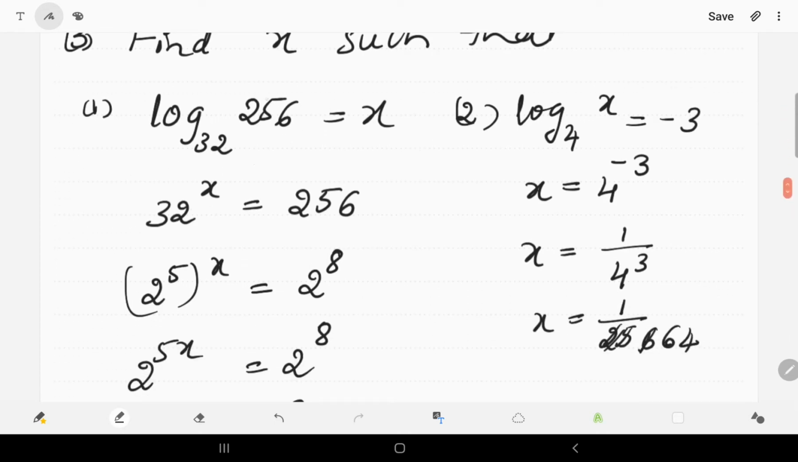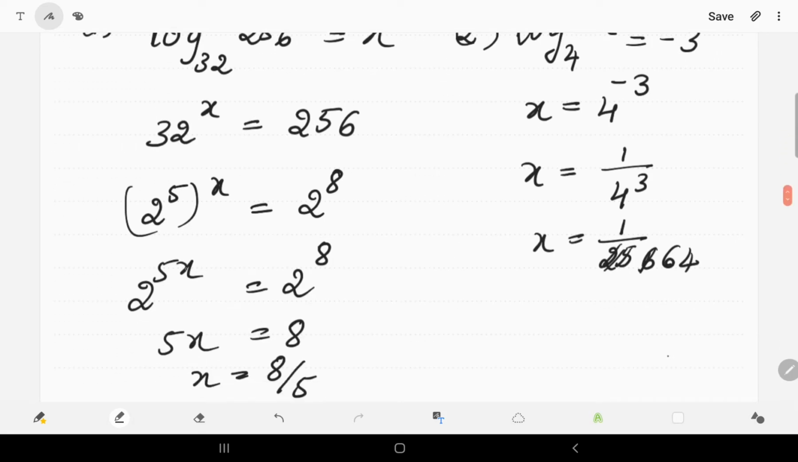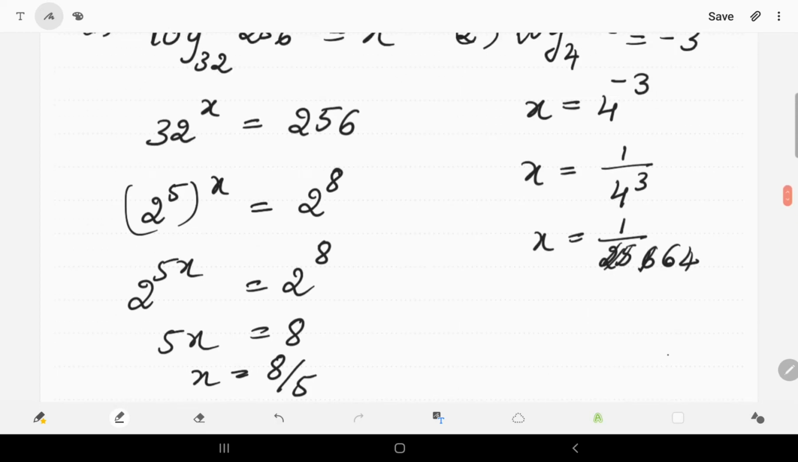So it can be expressed in index form, that is 32 to the power x is equal to 256. So express these two with base 2, that is 2 to the power of 5 is nothing but 32 to the power x is equal to 2 to the power 8. So 2 to the power 5x is equal to 2 to the power 8 or 5x is equal to 8 or x is equal to 8 by 5.